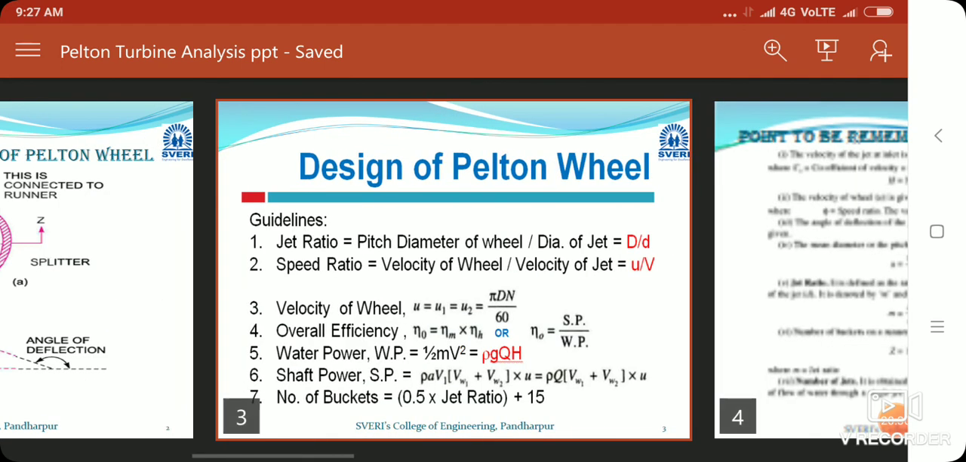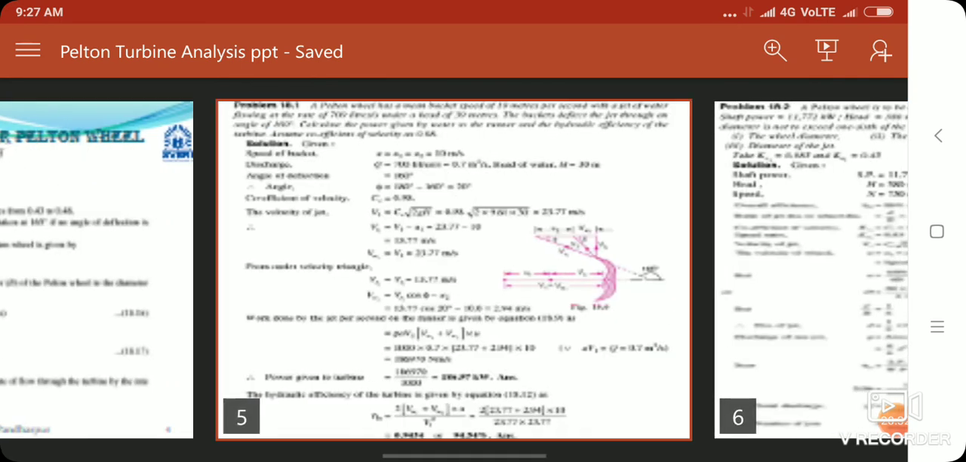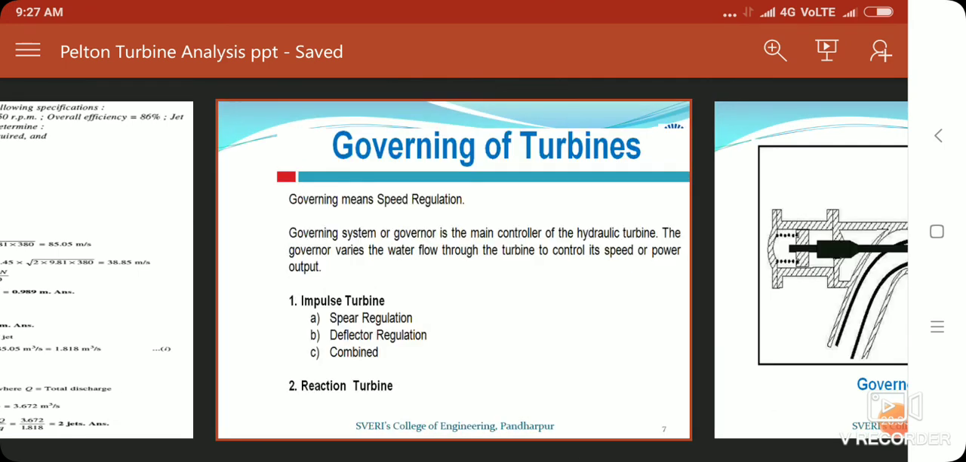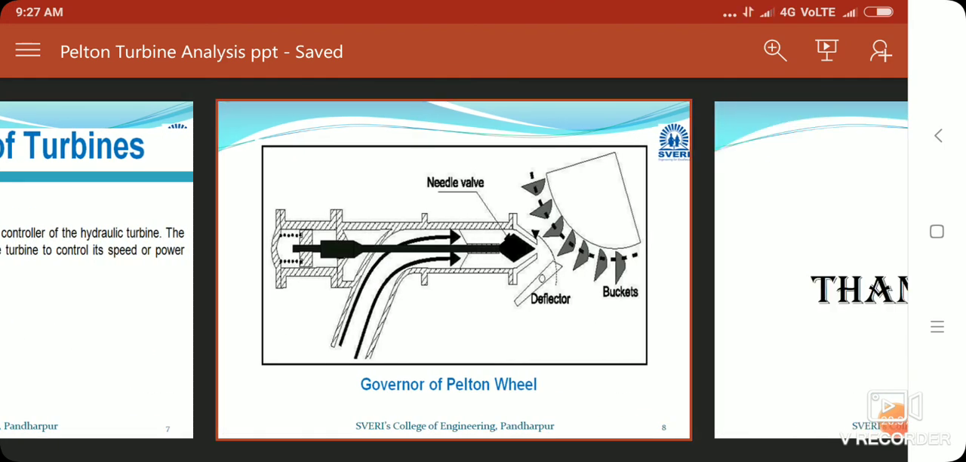That also we can use as a method for controlling the speed of the turbine. So here we can say governing of the turbine: a needle valve is there, a deflector is there, so the spear assembly can control the discharge.